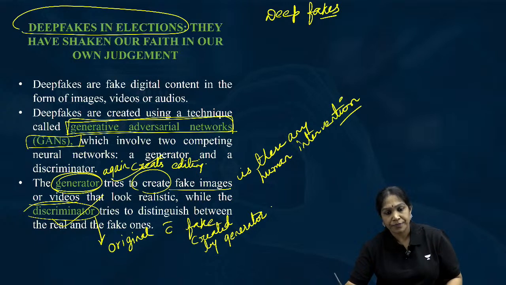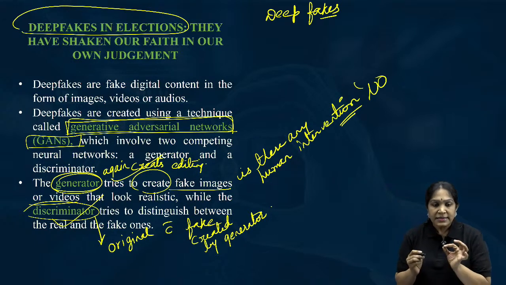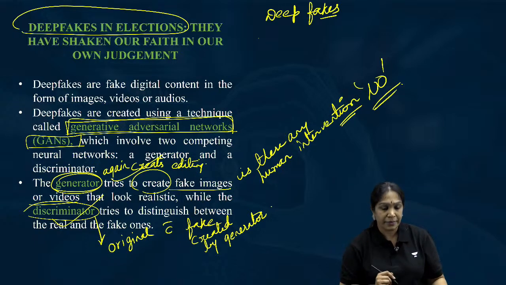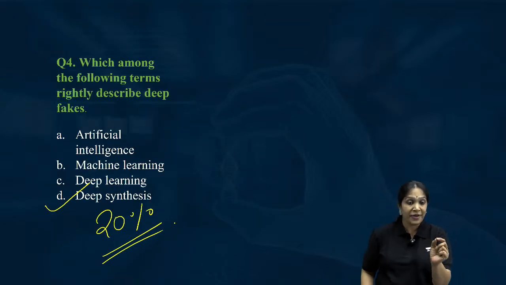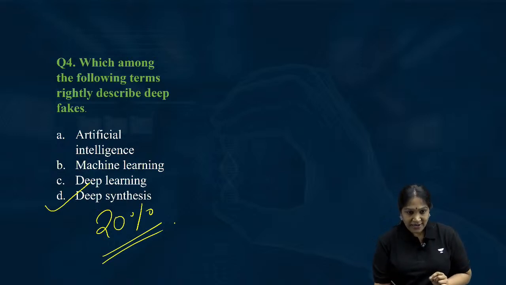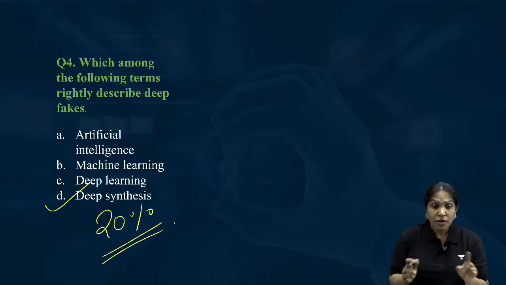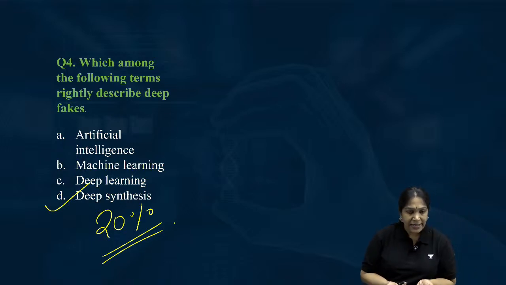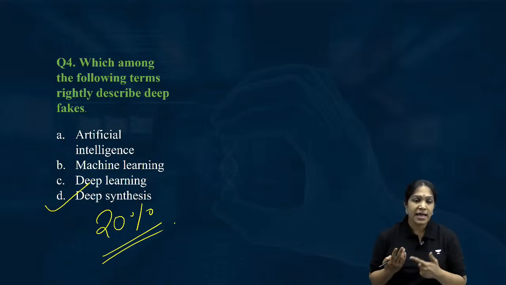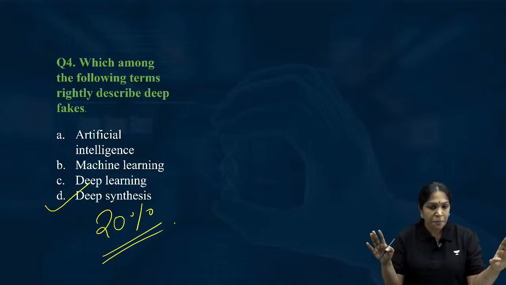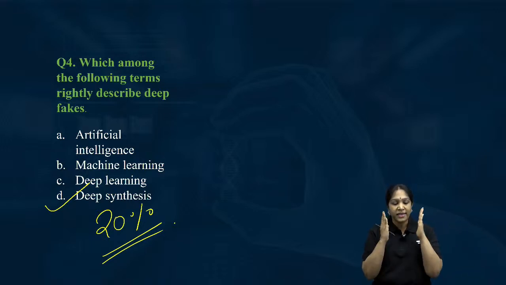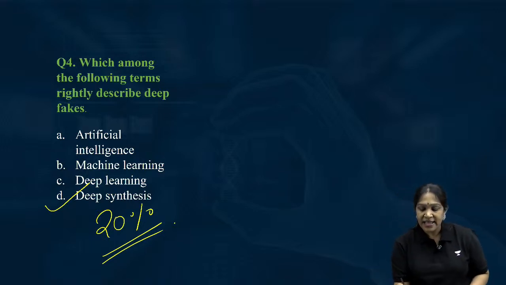No. So therefore, this deep fake comes under... now check the question. Does deep fake come under artificial intelligence? No. In artificial intelligence, we have a lot of human interference. Machine learning? No, there also you have human interference. Deep learning? No, it is deeply learning, but not yet there, not so perfect. So the word that accurately fits with deep fake is deep synthesis.